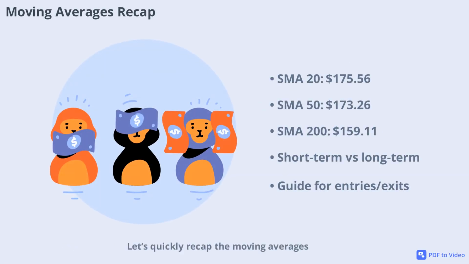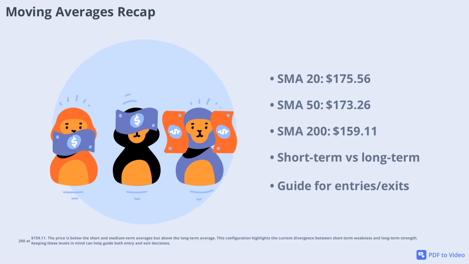Let's quickly recap the moving averages. SMA 20 at $175.56, SMA 50 at $173.26, and SMA 200 at $159.11. The price is below the short and medium-term averages but above the long-term average. This configuration highlights the current divergence between short-term weakness and long-term strength. Keeping these levels in mind can help guide both entry and exit decisions.